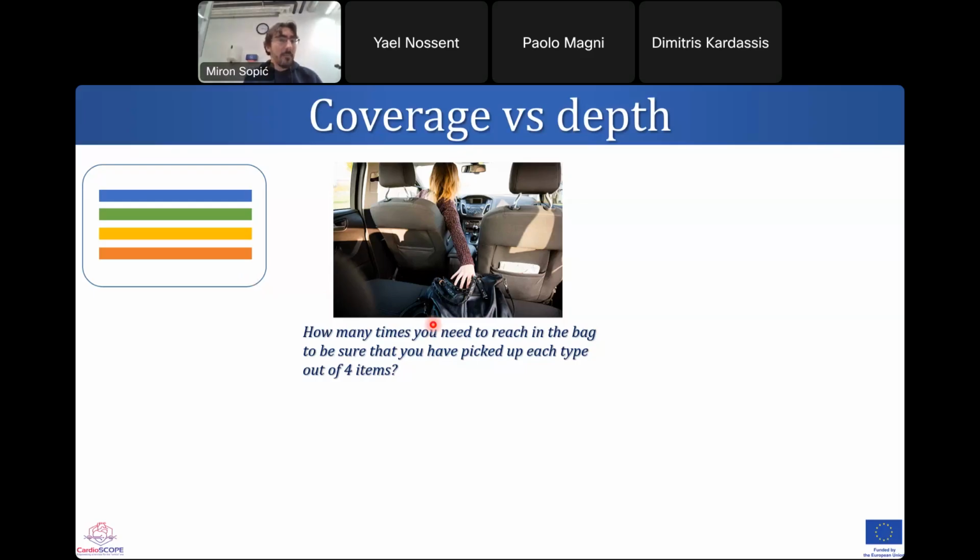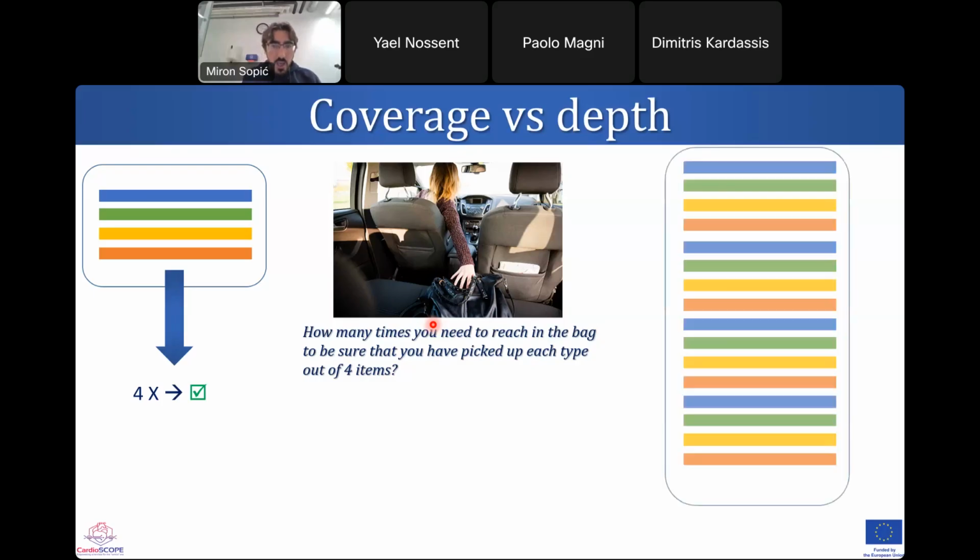So imagine I have a bag and I have 4 different things inside. So the question is, if I want to pick up all 4 things, how many times do I need to reach in the bag? And the answer to that question is 4. So I need to reach 4 times in the bag in order to pick up 4 different things, and that's supposed to be easy. However, imagine this is a more realistic scenario with women's bags.